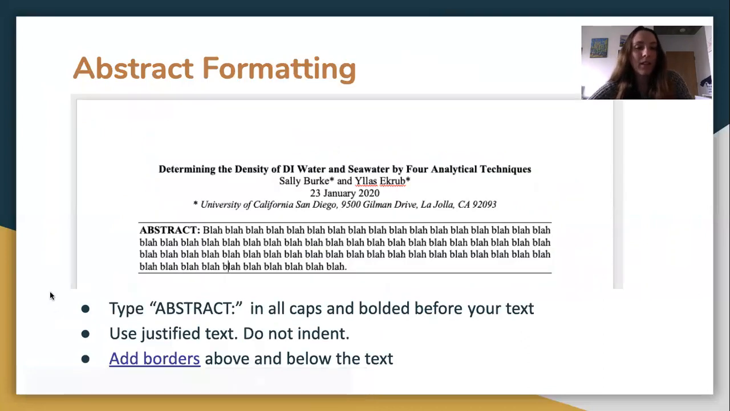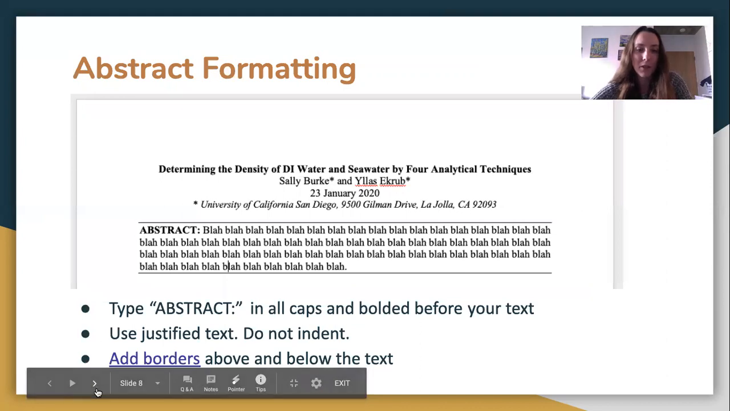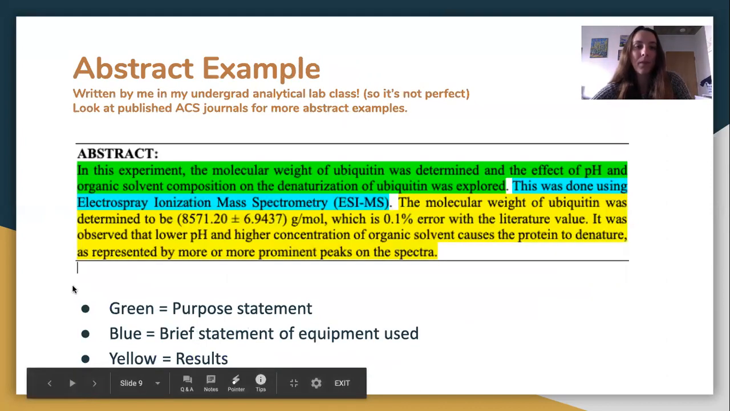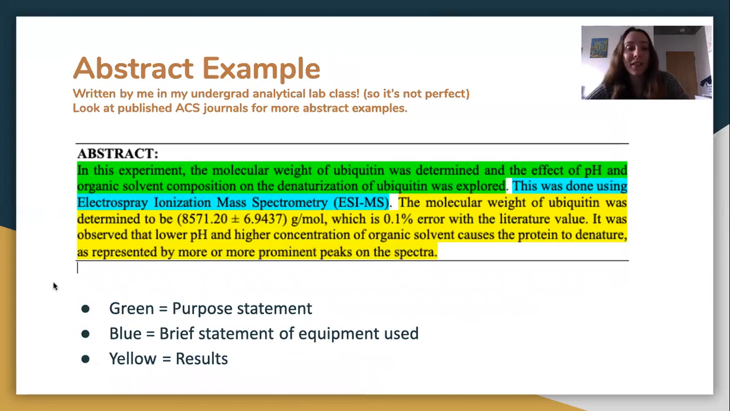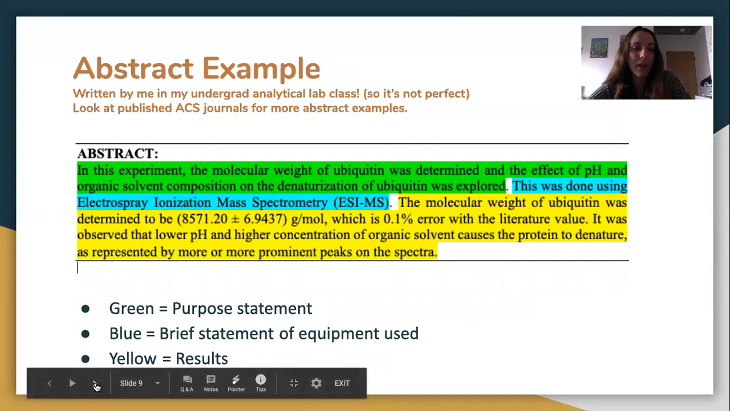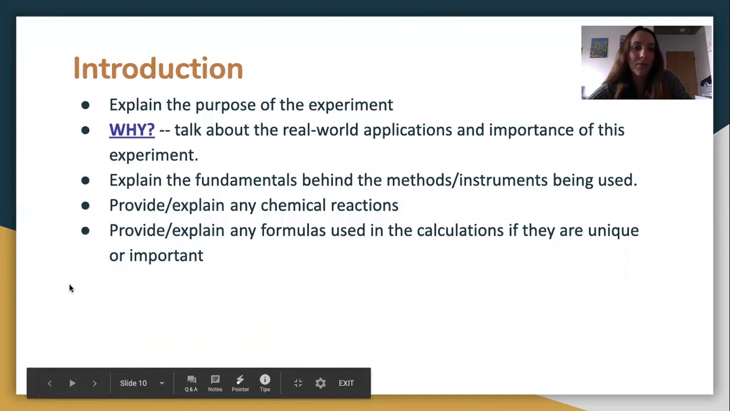Okay. Here's the formatting generally for the abstract: put borders on top and bottom, okay? And you'll want to say, this is the abstract, and write it in bold. And we're using the same formatting style that I mentioned before: justified, single-spaced, no indenting. Here's an example of an abstract that I wrote when I was an undergrad. So you can take a moment to pause the video and take a look at this breakdown of this abstract. Short and sweet, but has everything you need.